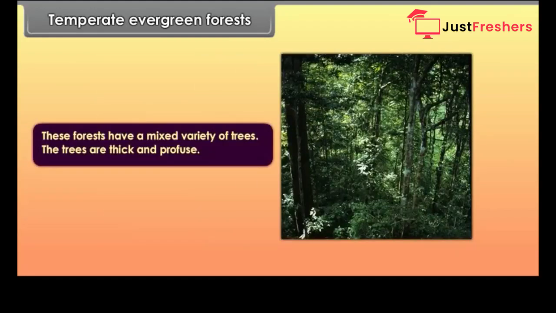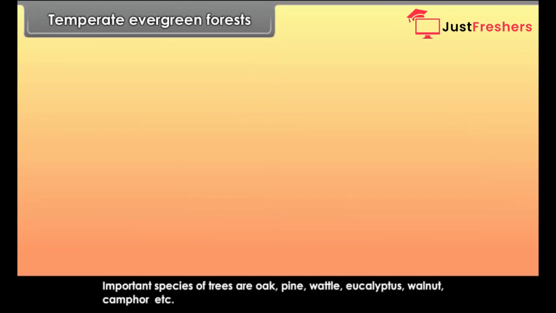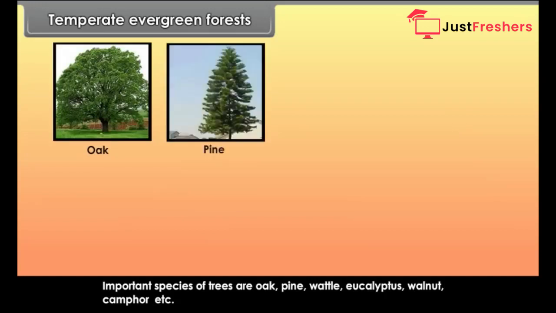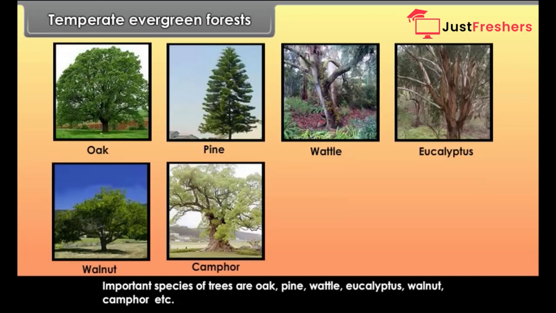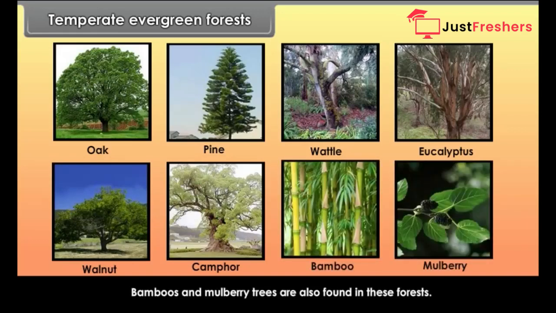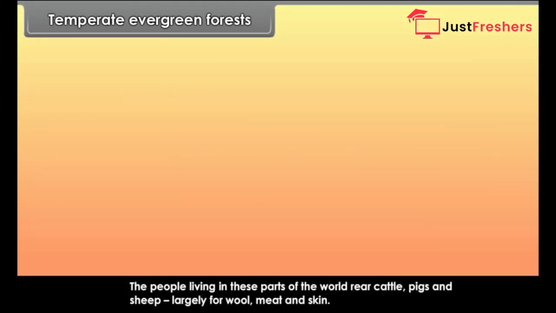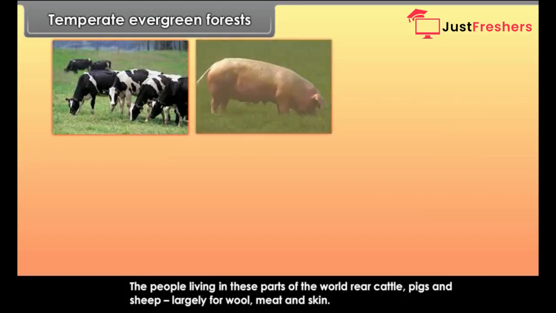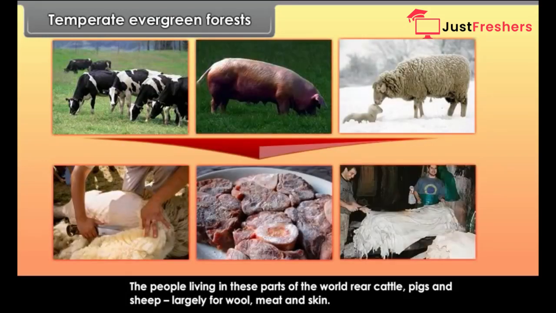Characteristics. These forests have a mixed variety of trees. The trees are thick and profuse. Important species of trees are oak, pine, wattle, eucalyptus, walnut, camphor, etc. Bamboos and mulberry trees are also found in these forests. The people living in these parts of the world rear cattle, pigs and sheep, largely for wool, meat and skin.